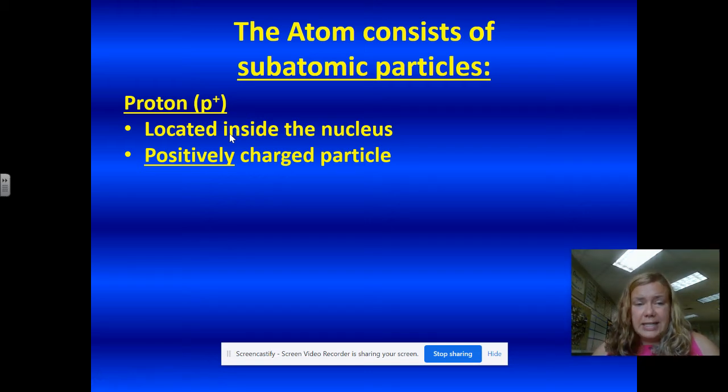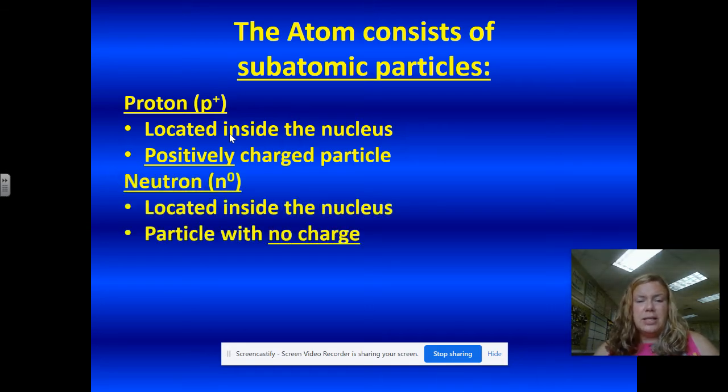Protons are located inside the nucleus. They are the positively charged particle. We will soon find also that the protons do not change. The number of protons do not change in an atom. If the number of protons changes in an atom, the identity of the atom changes. So you're not going to have a proton fluctuation unless the identity of an atom changes, which is slim to none of that happening. A neutron is located inside the nucleus also, and that's a particle with no charge.